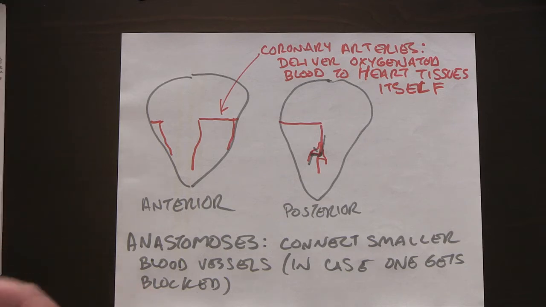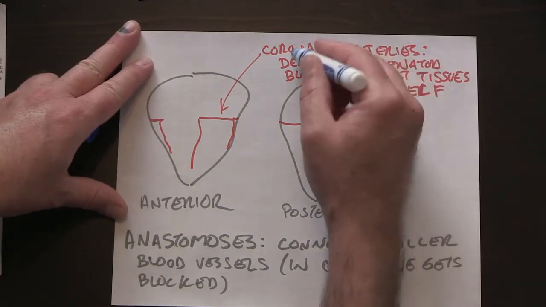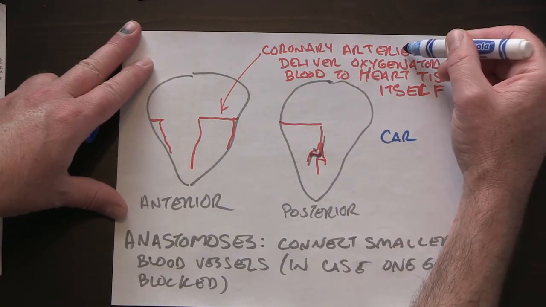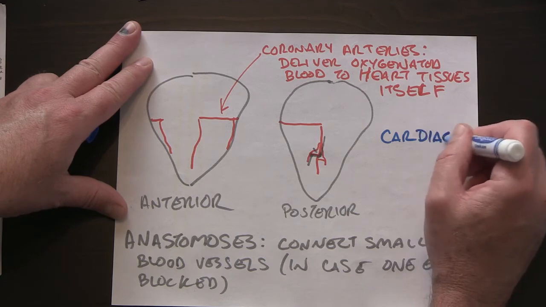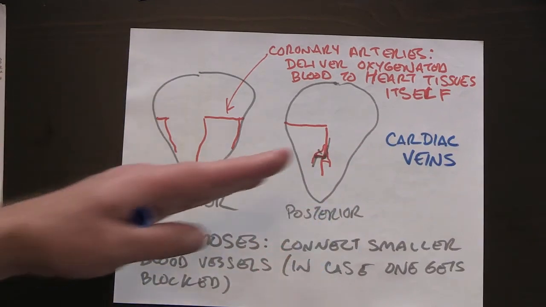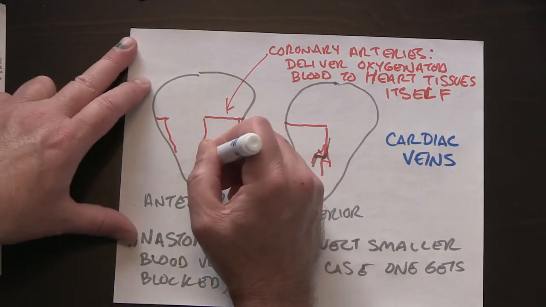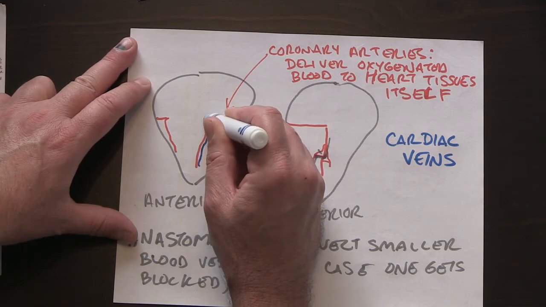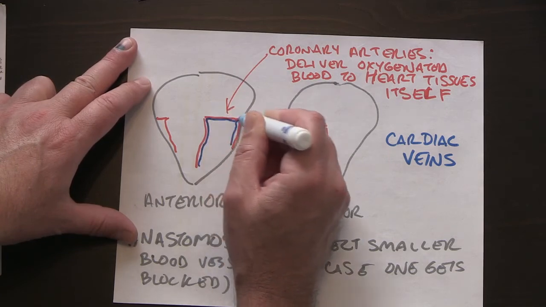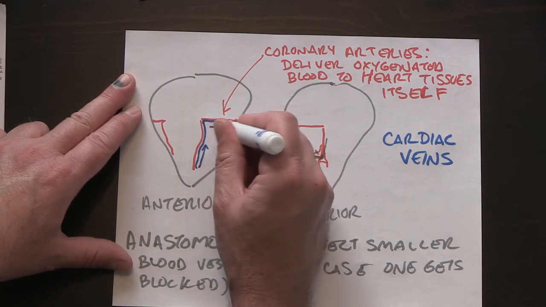One thing I wanted to point out is that there are also what they call cardiac veins. They've changed it from coronary arteries to cardiac veins, because blood goes out in arteries and then gets returned back to the heart, right? So there are also cardiac veins that follow similar paths here and pick up the deoxygenated blood and deliver it back to the heart, right?